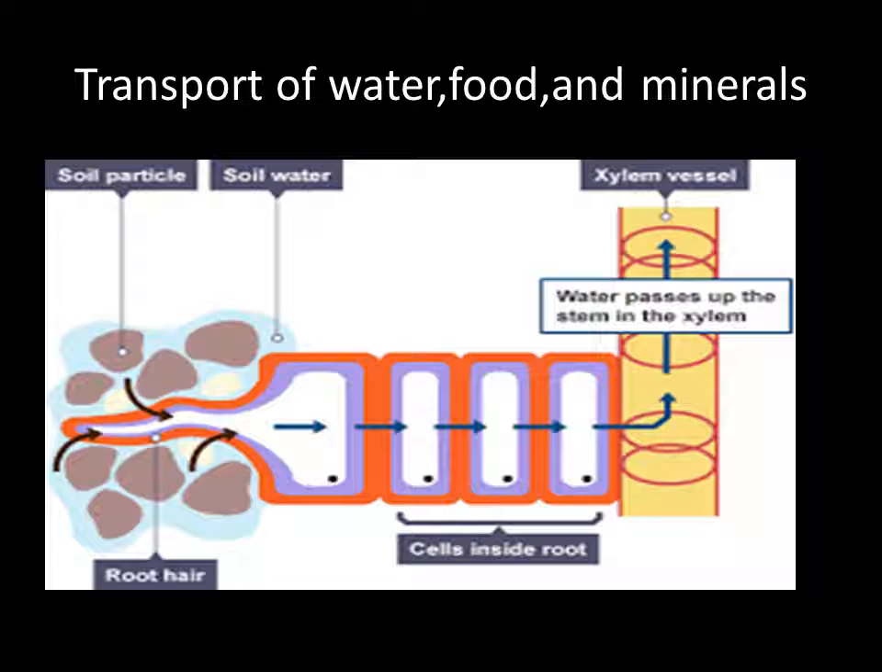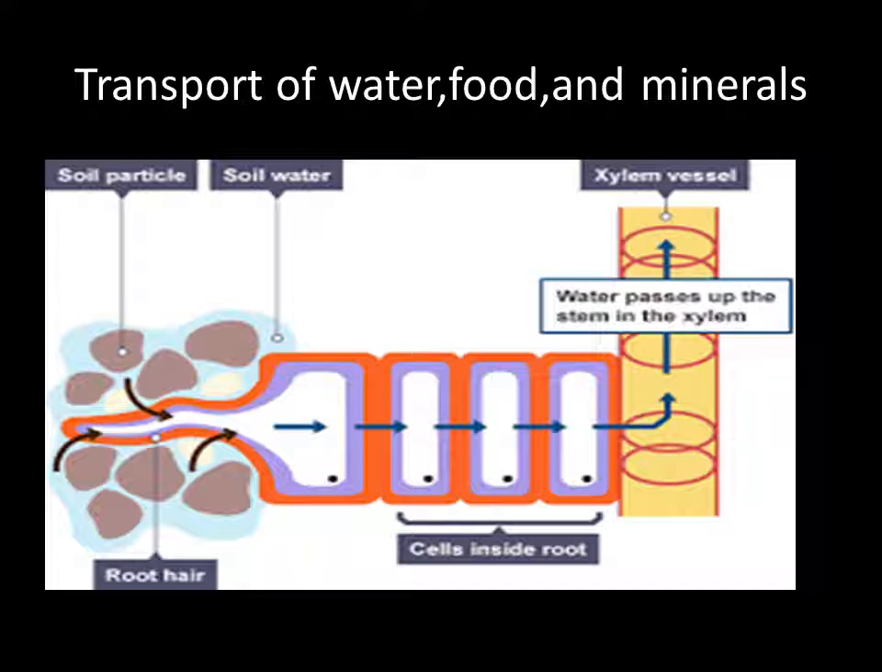Okay, now coming to transport of water, food and minerals. Plants absorb water and minerals through the roots. You can see the figure for more details, and while listening, just look at the figure because you will be able to get the concepts with more clarity.